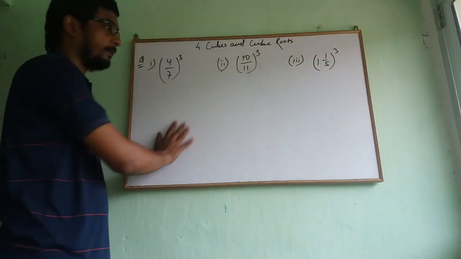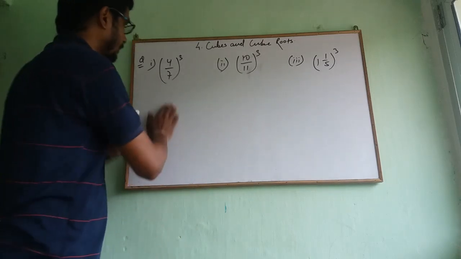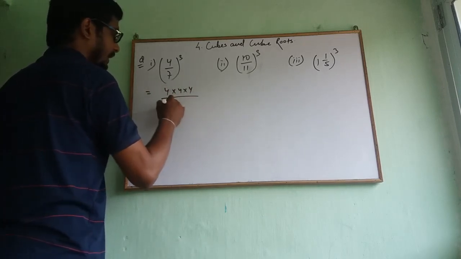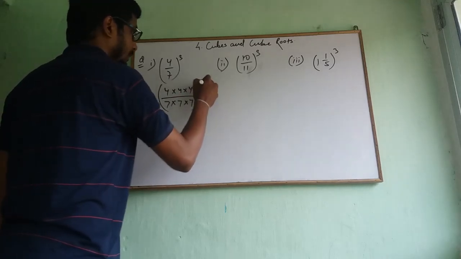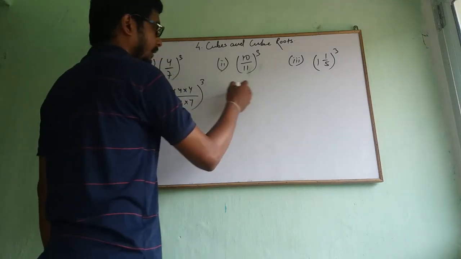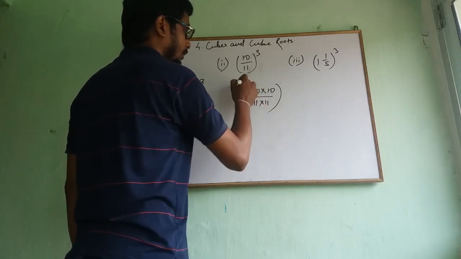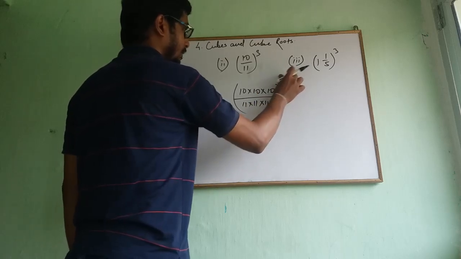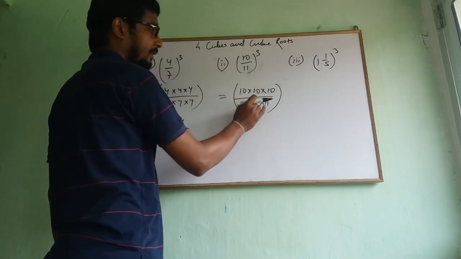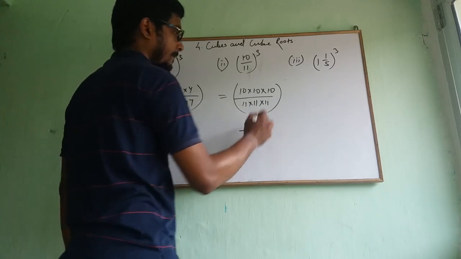Here, students, I have taken some examples, and let's see how we can find the cube of these numbers. Here you can see (4 by 7) whole cube. That will be 4 into 4 into 4 by 7 into 7 into 7, which is equal to 64 by 343. Let's see this, 10 by 11 whole cube. I am breaking this cube as 10 into 10 into 10 by 11 into 11 into 11. So this will be 1000 by 1331.